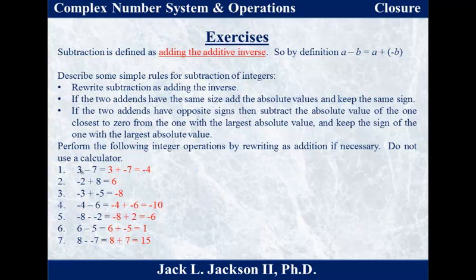Keep the same sign. Negative 4 minus 6 is negative 4 plus negative 6. So again, 6 plus 4 is 10, but keep the sign as negative. 8 minus a negative 2 is the same as 8 plus 2. Negative 8 plus 2, which is negative 6. Negative 6 minus 5 is negative 11. 8 minus a negative 7 is 8 plus 7, which is 15.